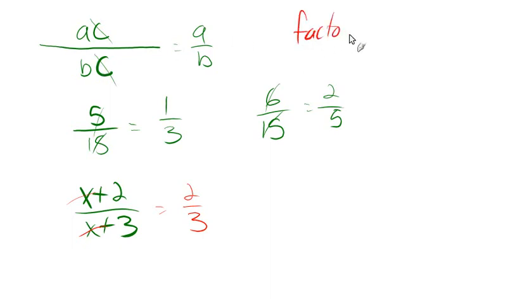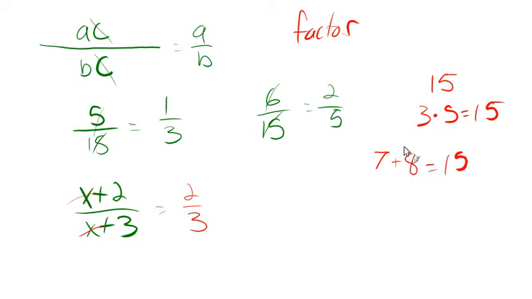Factor. Things are factors when they're multiplied together. Let's take 15, for example. What are the factors of 15? They are 3 and 5. 3 and 5 are factors of 15 because 3 times 5 is 15. Well, what about 7 and 8? Well, I'm adding them together and I can get 15. Does that mean they're factors? No, they're added together.